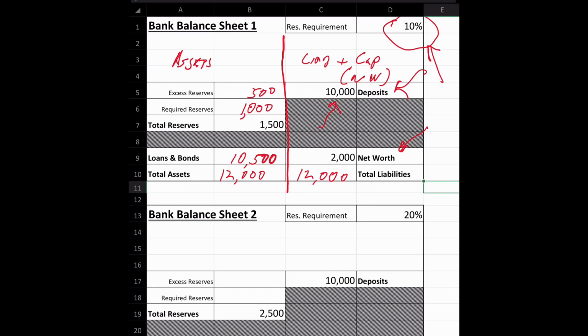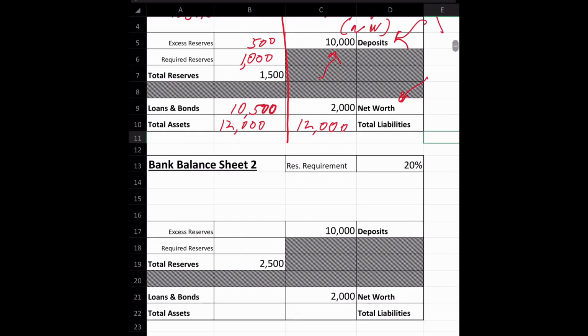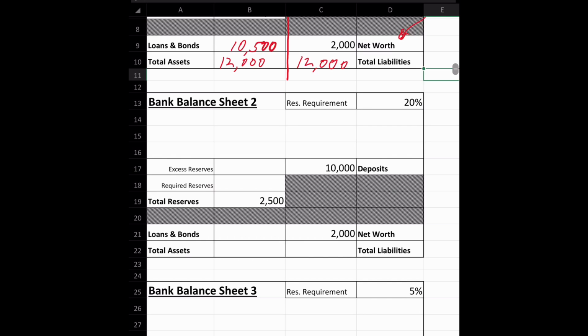Okay? So let's work the second one through. You should take the sheet that you have, if you downloaded it and printed it. So let's look right here. We've got 20% required reserves. We've got $10,000 in deposits. Again, I'll draw the line here. So we've got liabilities and net worth and assets here.